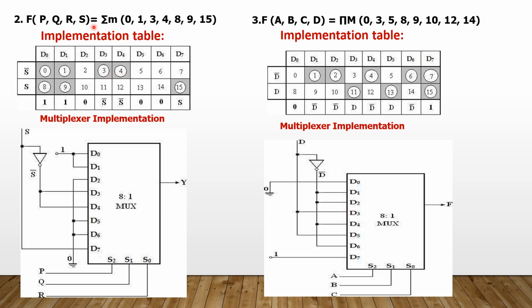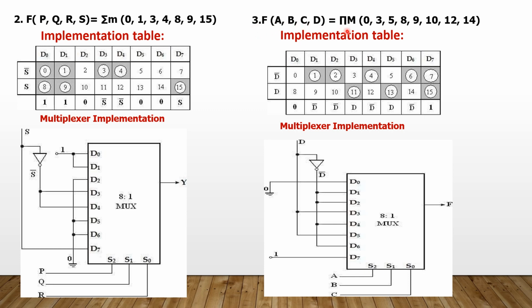P, Q, R, S, 4 variables, and this is the given function, an SOP function. So you can just construct the implementation table, 4 variables. So you should have minterms from 0 to 15. The last variable is S, so we can just consider S bar, S here. The same procedure has to be followed. Finally, we can just implement using 8 into 1 multiplexer. Similarly here also.